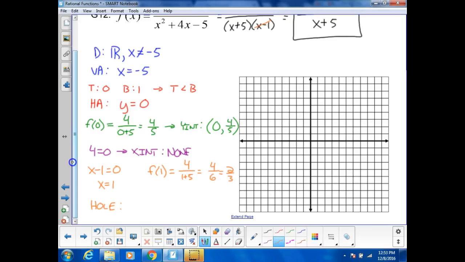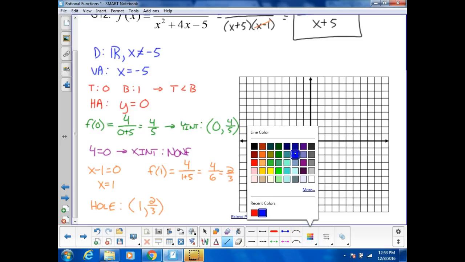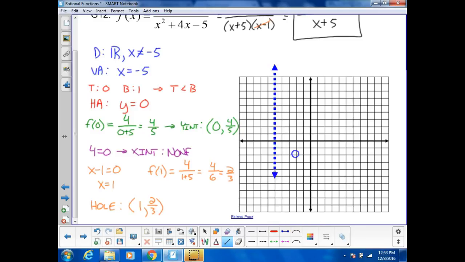So the hole is at 1, comma, 2/3. So, whoa, whoa, whoa. 1, 2, 3, 4, and 5. There. 0 is there. Y-intercept is there. Hole is there.